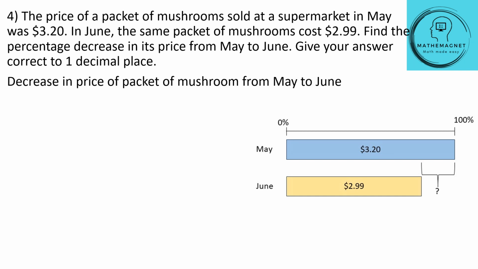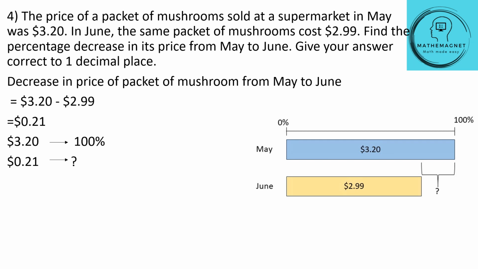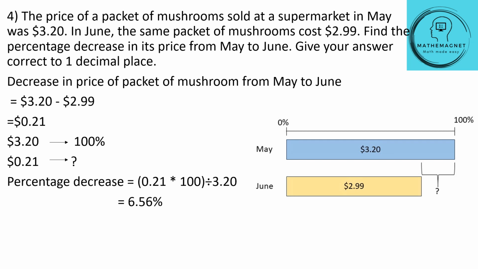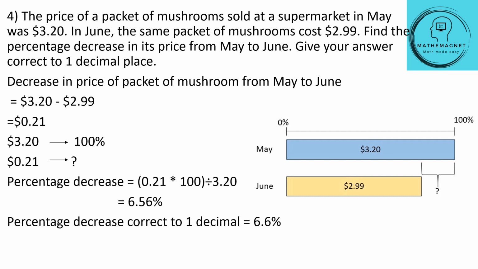We know the decrease in price of the mushrooms from May to June was 3.2 minus 2.99, which was $0.21. Now we need to find what percentage this contributes to. We know 100% was 3.20. For 0.21 it will be 0.21 into 100 divided by 3.20, which is equal to 6.56. Now they've asked us to correct to one decimal place, so it will become 6.6%. The percentage decrease corrected to one decimal place is 6.6%.